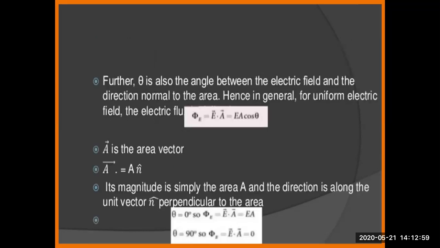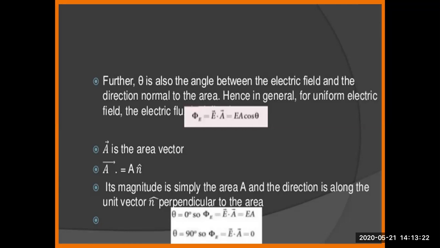Further, theta is also the angle between the electric field and the direction normal to the area. Hence, in general, for a uniform electric field, the electric flux is equal to the electric field times the area, E into area cos theta.